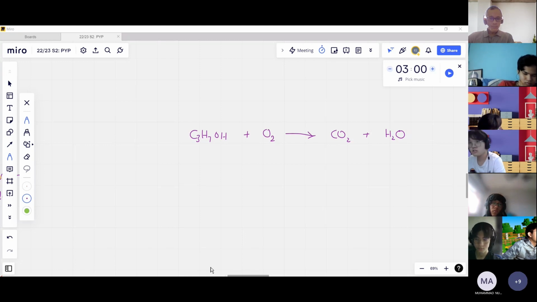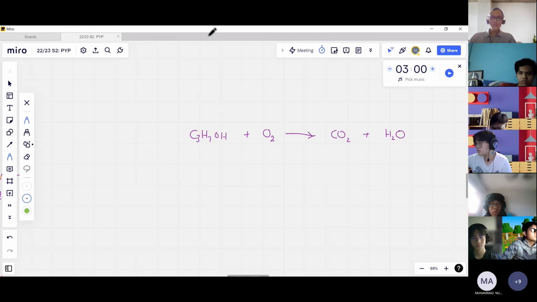Yes. Come, Tachin, tell me what are the coefficients for each of these compounds. First one, propanol, what's the coefficient? Oh, are you done already? No, I'm still having difficulty. Okay, guys, tell you what, I'll just go through this.